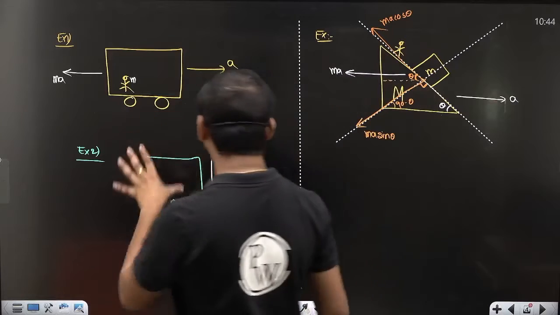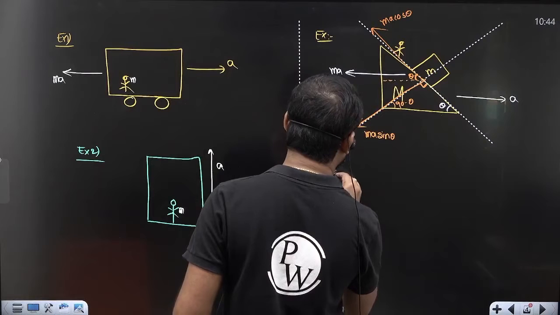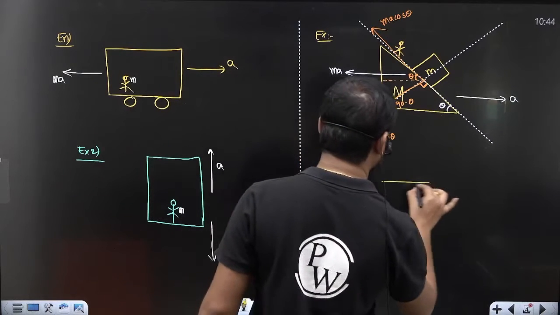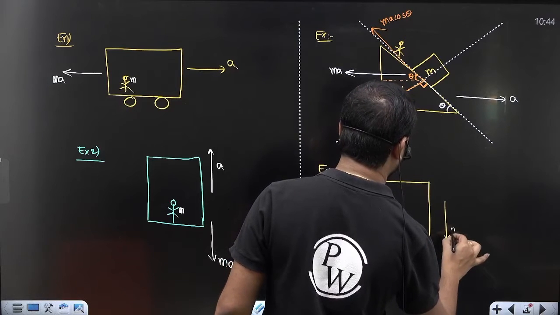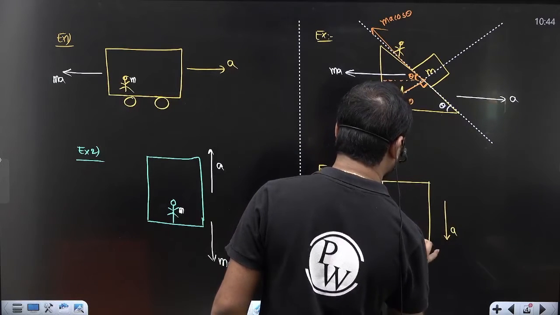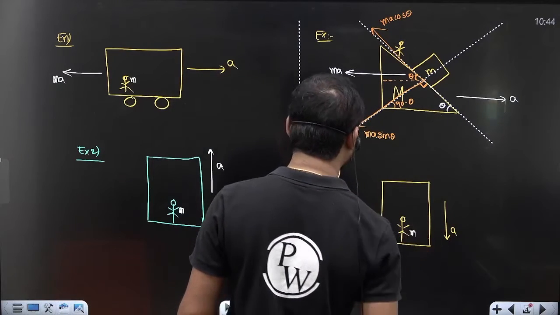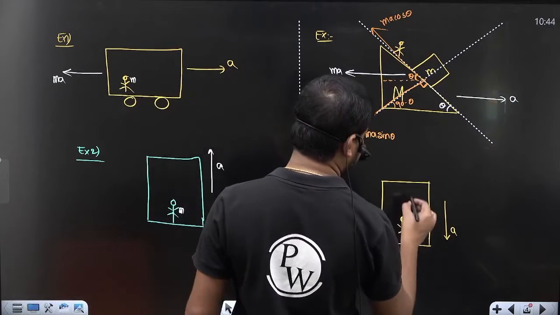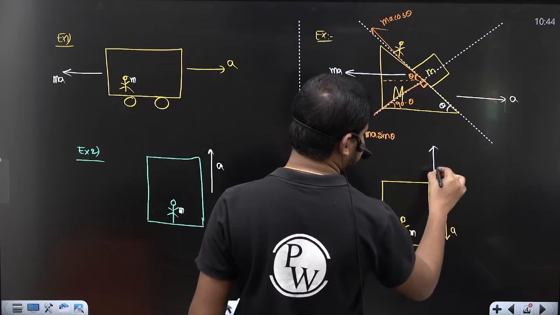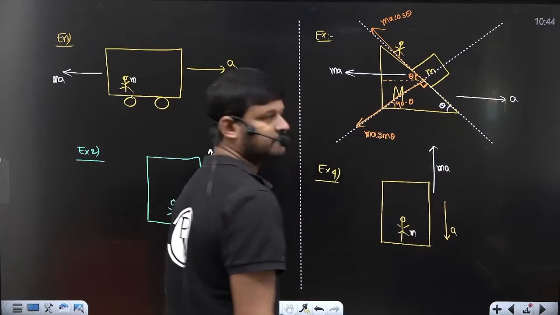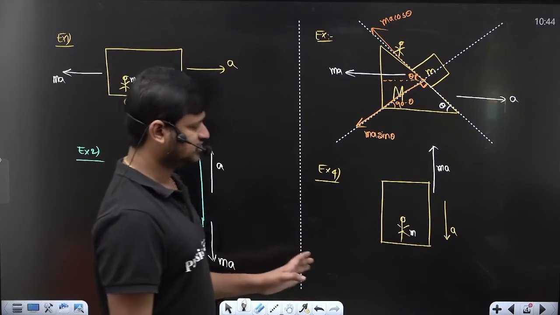I have taken so many examples here, so let me take example 4 also. Consider the same lift. If the lift is accelerating downward, the person is inside the lift. Let's consider the observer is inside the lift. Its mass is m, the person's mass. Obviously the pseudo force will act opposite to the acceleration, which is ma upward. Clear? Done? Let's move further.